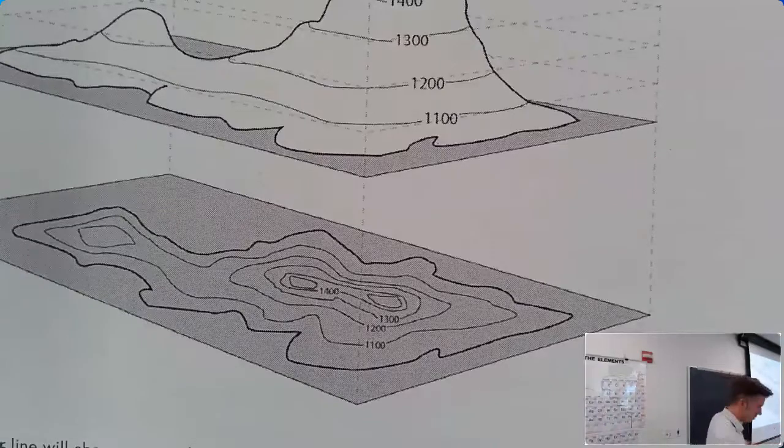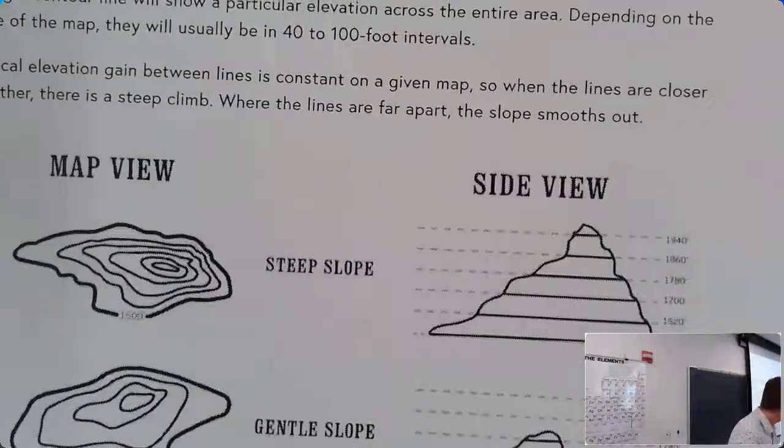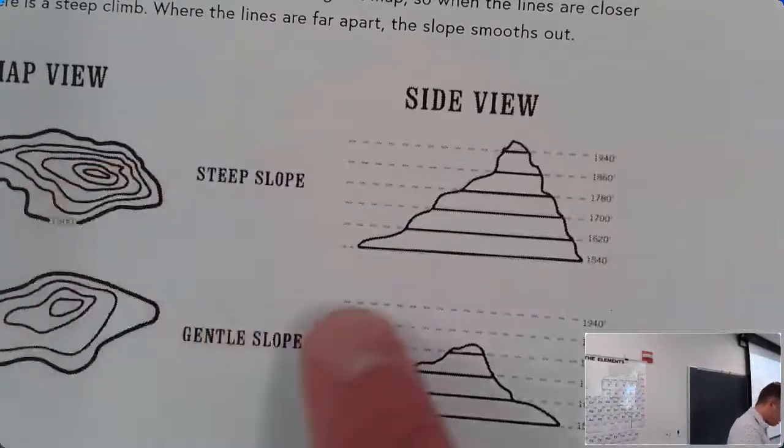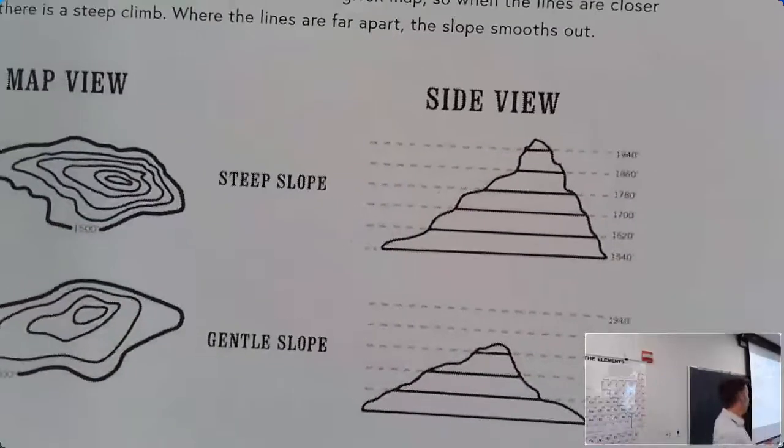I will also point out, if you look down here, right? So the closer your level curves are together, the steeper your slope. Whereas the further apart they are from each other, the gentler your slope. Which is actually useful information if you're ever out hiking in the mountains and you are looking at a topographical map. It is useful to know that this is what this means.